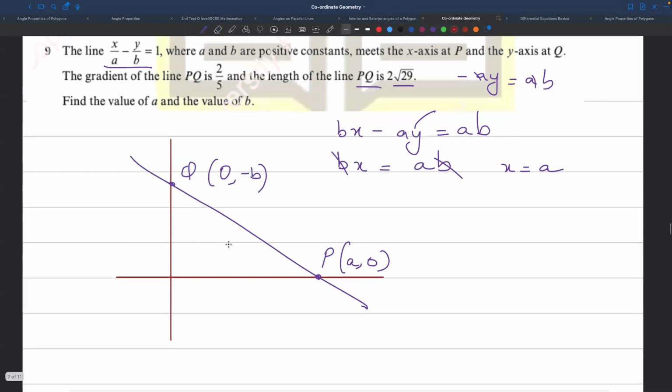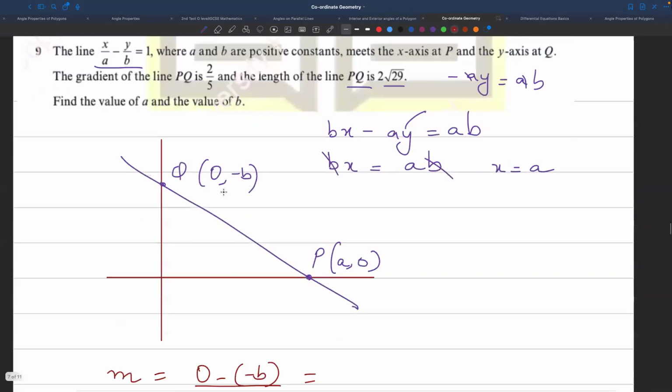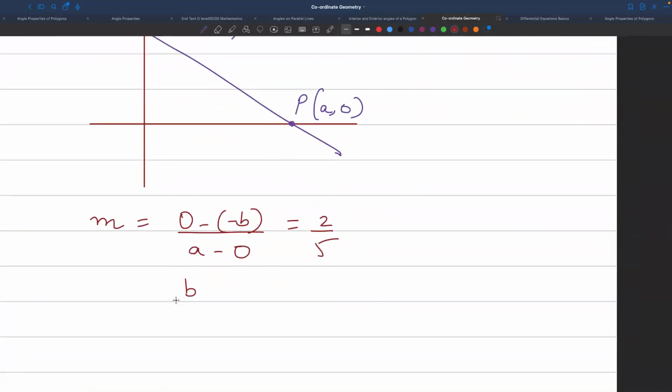The gradient of PQ will be y2 minus y1, 0 minus minus b, upon x2 minus x1, and that is equal to 2 upon 5. So the first equation will become b upon a is equal to 2 upon 5, or 2a is equal to 5b.